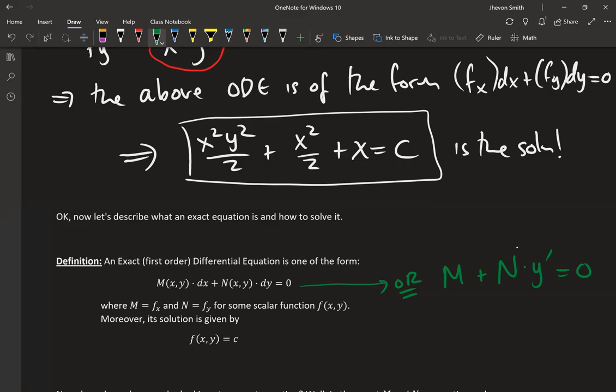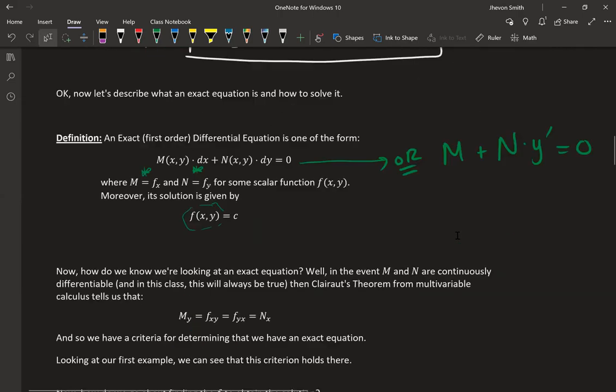Now, if it's the case that M is the partial derivative of some function f with respect to x, and N is the partial derivative of that same function f with respect to y, then the above differential equation is what we call an exact differential equation. And if we can determine the function f, such that M is the partial with respect to x of that guy, and N is the partial with respect to y of that guy, we will be able to determine the solution to the differential equation.